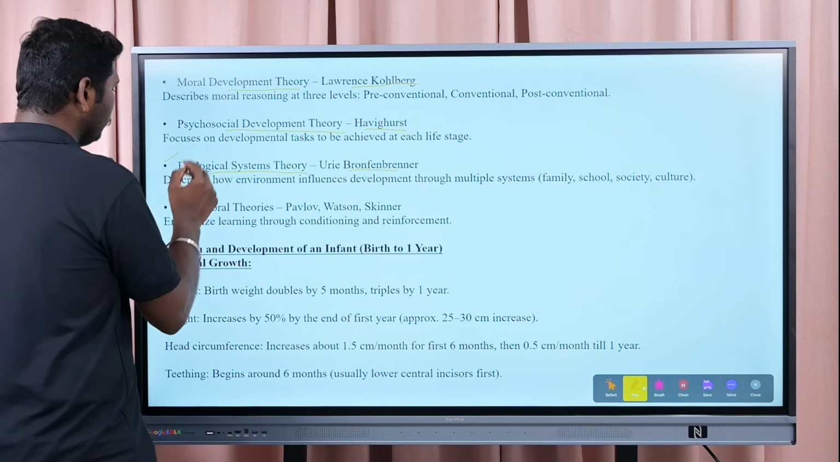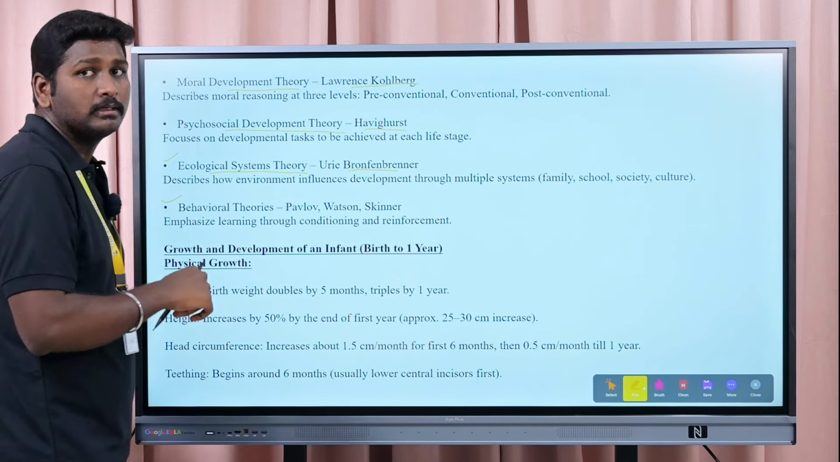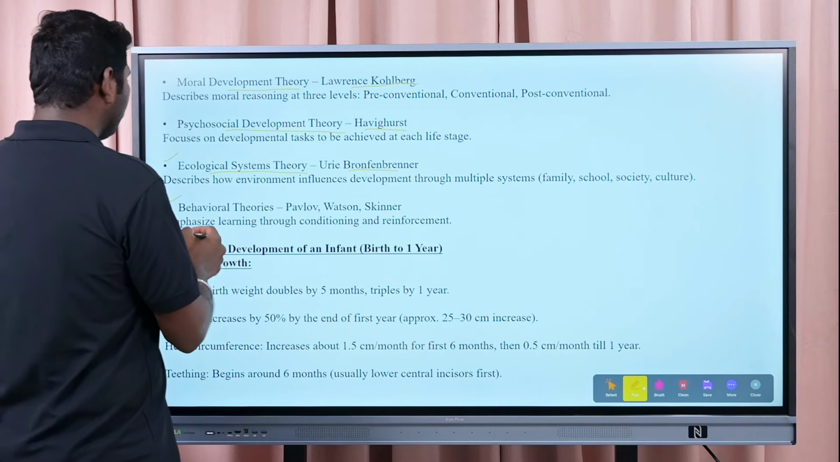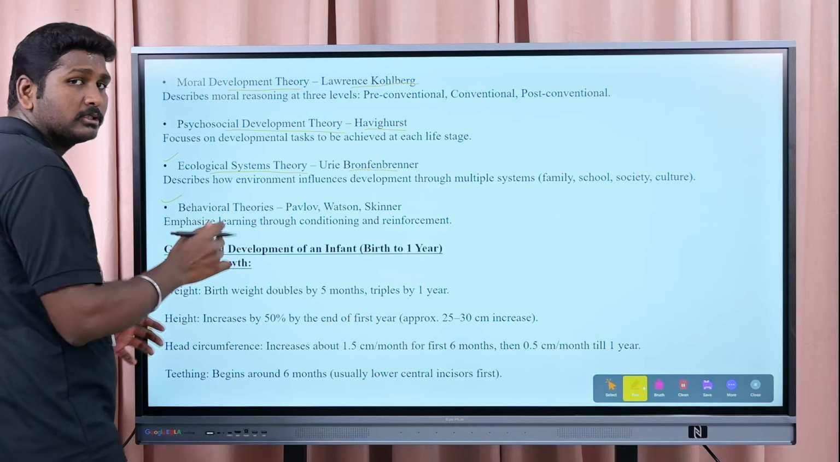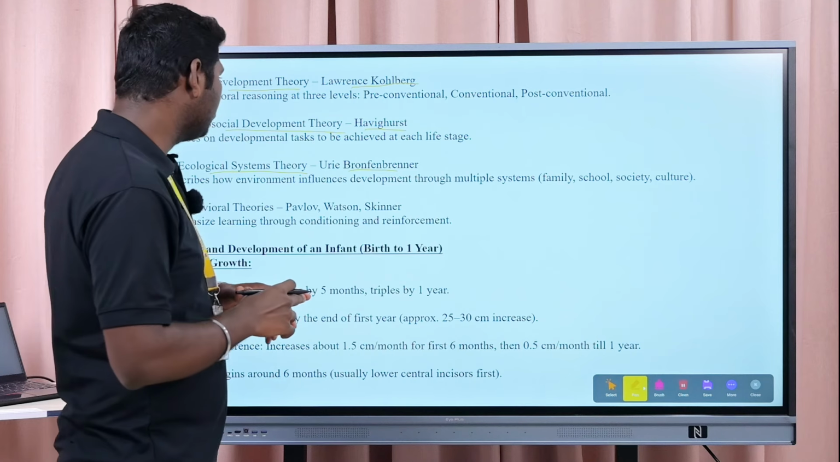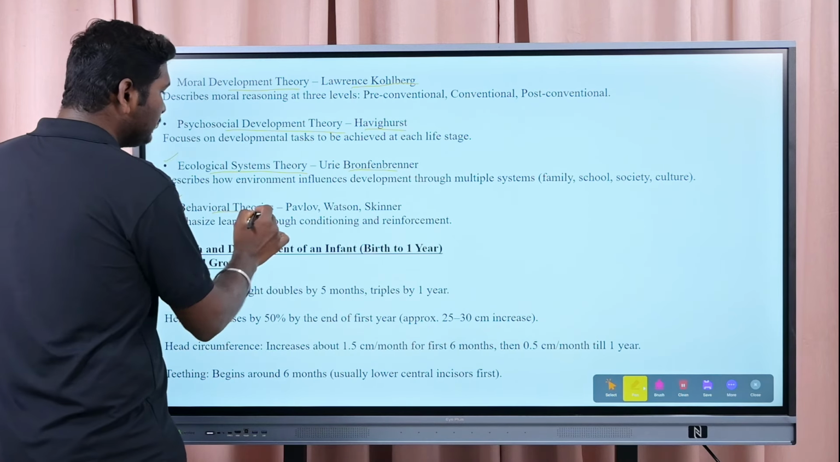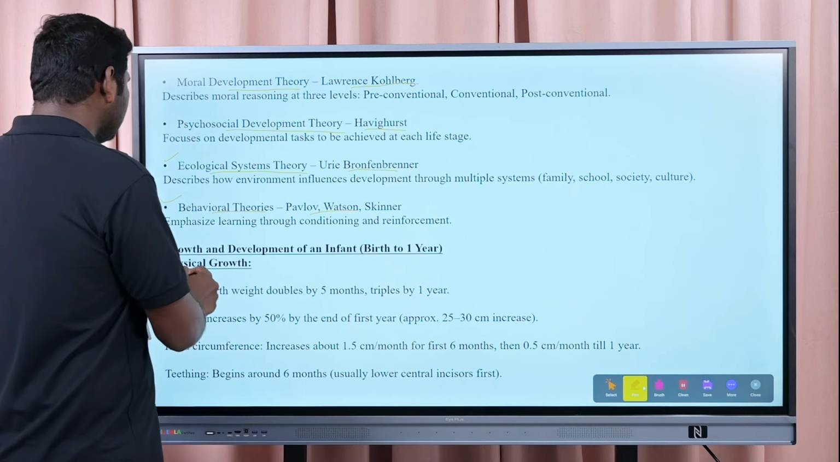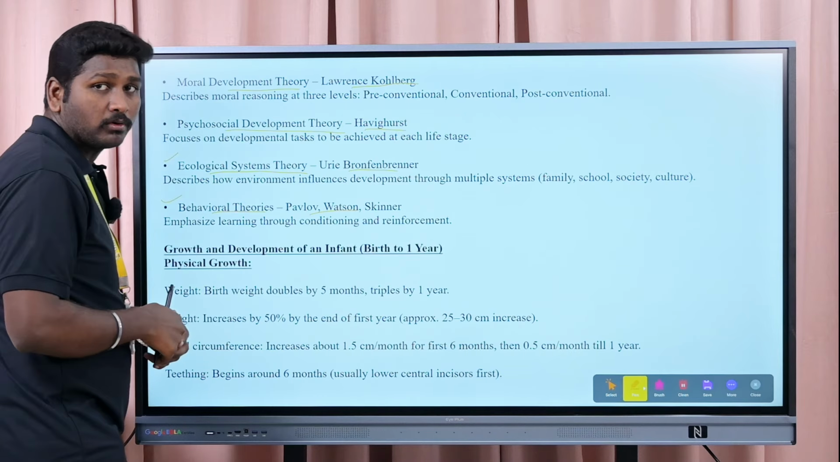So this too is recently added in the entire theories of growth and development. So you can put these last 2 points as your last theories of growth and development: behavioral theories, which were brought by Pavlov, Watson and Skinner. And next, so these are the theories of growth and development.